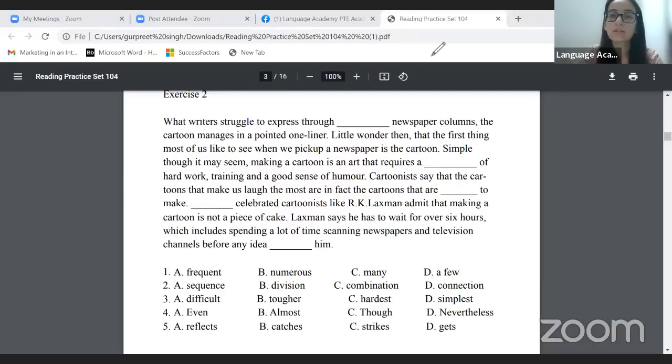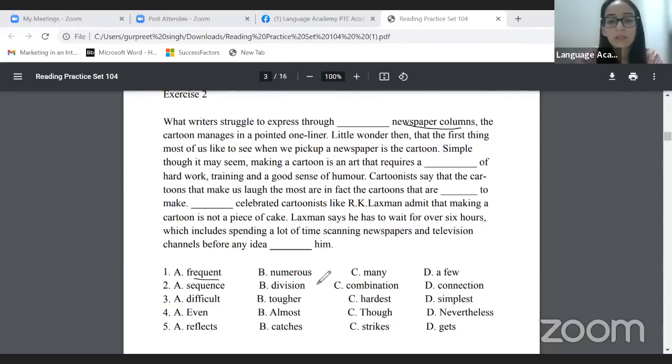Okay, let's discuss the answers. This one says, when writers struggle to express through dash newspaper columns, the cartoon manages in a pointed one-liner. So what we have in the options is frequent. Frequent means how many times. Newspaper columns have nothing to do with how many times. We can have a number of columns, but not how many times something is done.